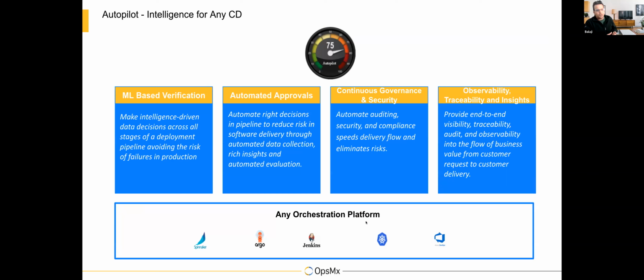So what is Autopilot, just as a backdrop, is the ability to do ML-based, machine learning-based verification. It allows you to analyze risk across the entire pipeline and tells you what the risks are, so that you avoid failures in production. Automated approvals give you the ability to make the right decisions in the pipeline so that you reduce the risk in software delivery, right? We automate the collection of all the data. As we talked about, we provide rich insights and allow you to evaluate those in an automated fashion.